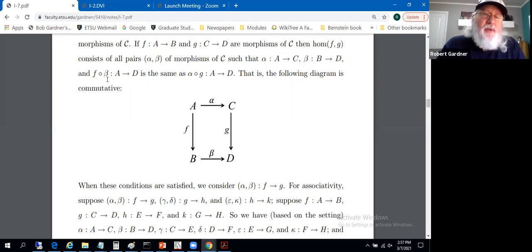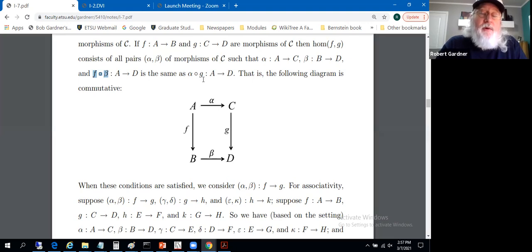F composed with beta, that'd be, let's see, F composed with beta maps A to D. Oops, there's a little typo. That should go the other way around. It should be beta composed with F. Yeah, the F comes first, followed by the beta. Yeah, a little typo there. We're mapping A to D, and what we get is commutativity. F composed with beta is the same as alpha followed by G.